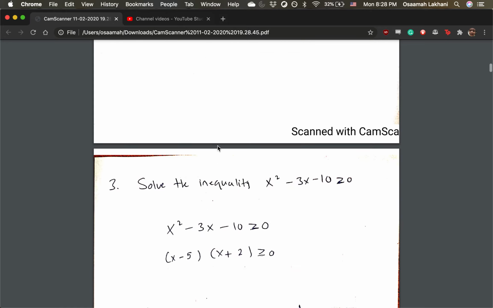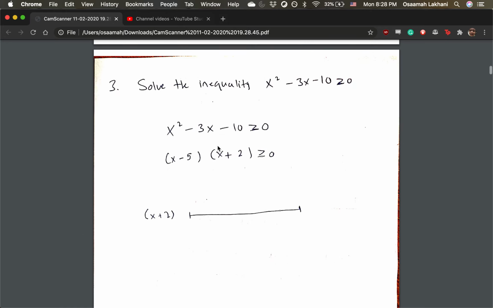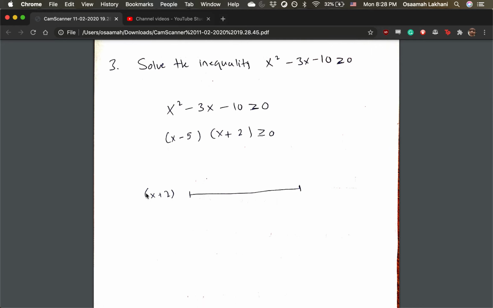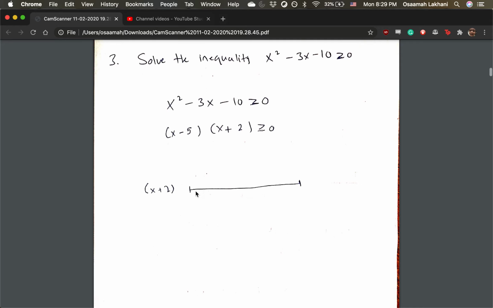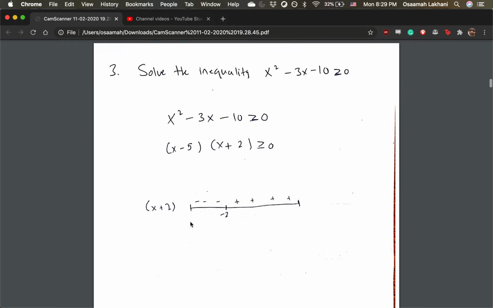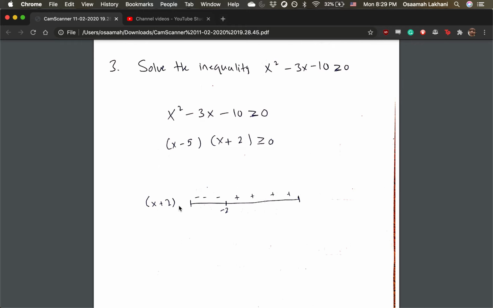And then we go ahead and we start our number line thing that we've done before in the first exam. So I started with my first factor, which is x plus 2. And so I put the point negative 2 because in the situation where x plus 2 equals 0, x is negative 2. So I put the point x negative 2 on the number line, and then anything more than that will be positive, anything less than that will be negative.